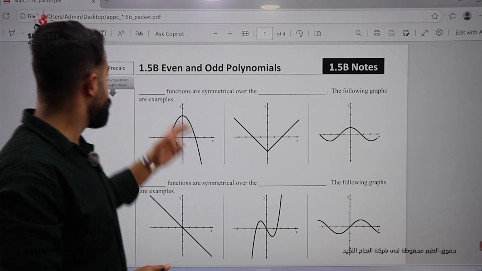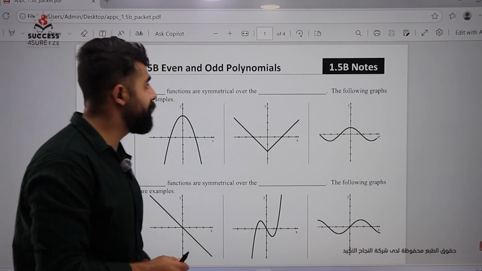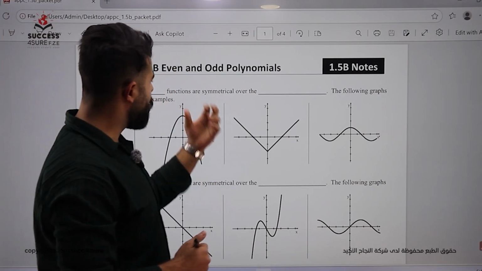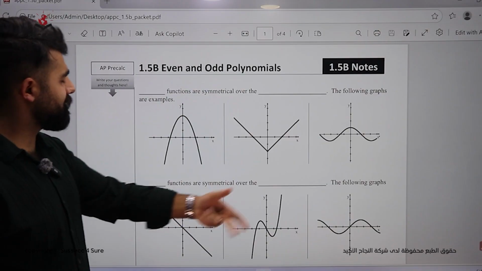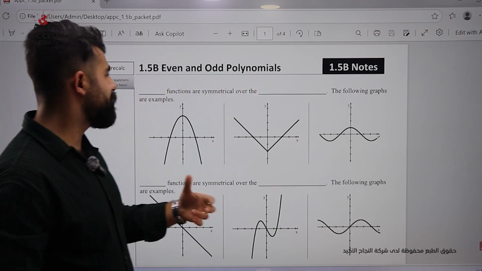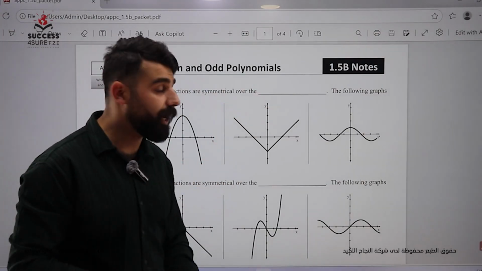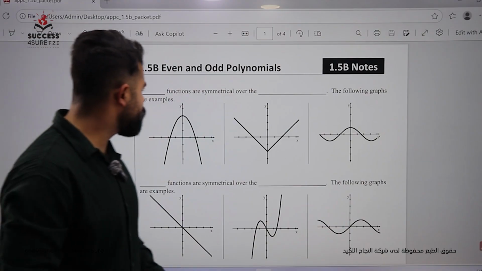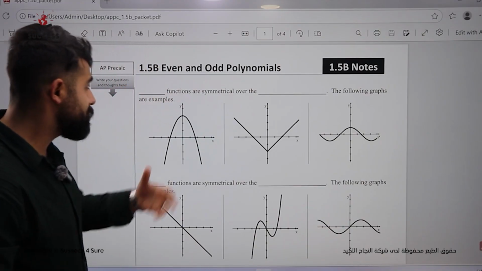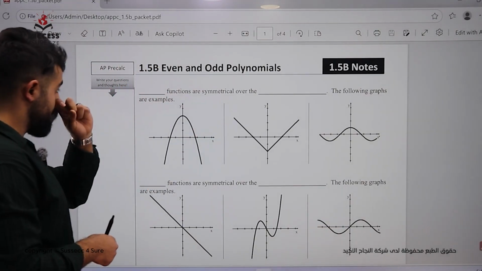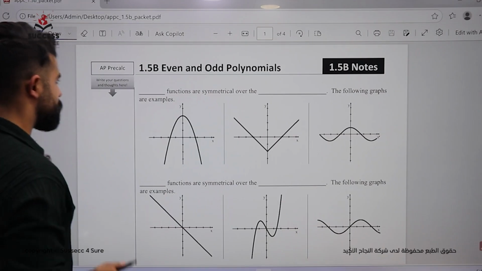Hi everyone, today we're going to talk about even and odd polynomials. Now, you're going to hear the word polynomials a lot this semester because it is one of the main concepts in AP Pre-Calculus. Talking about even and odd functions, you have to know two main sentences, okay?